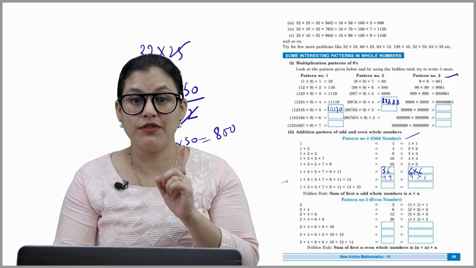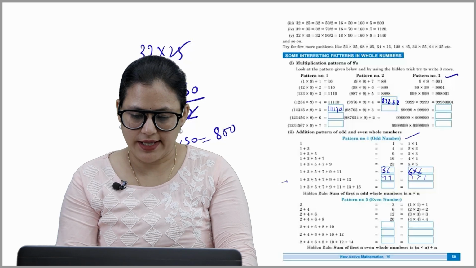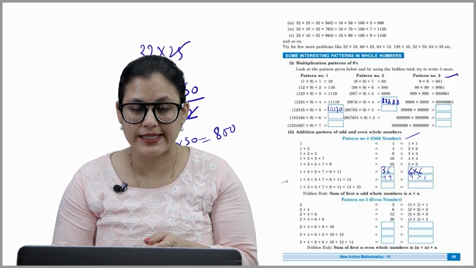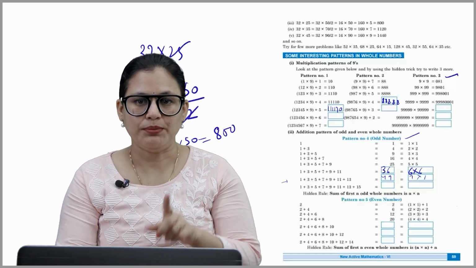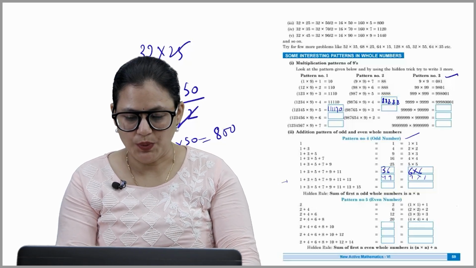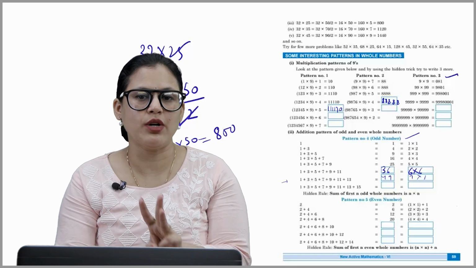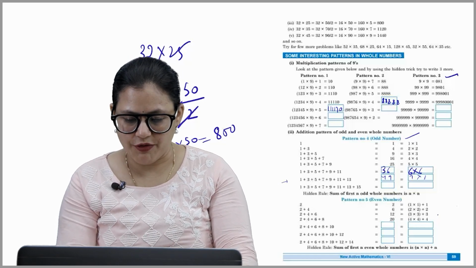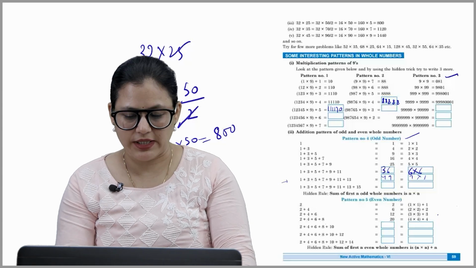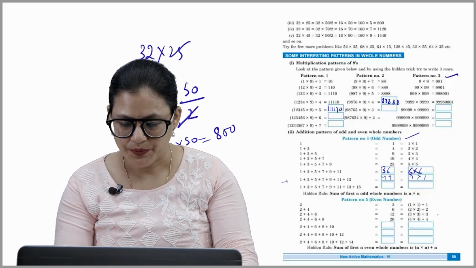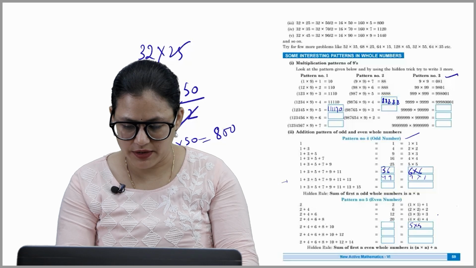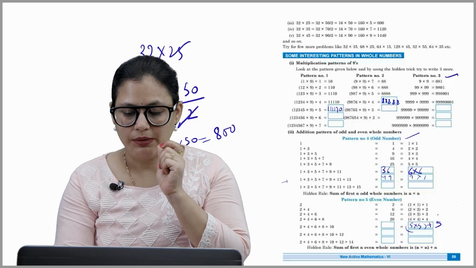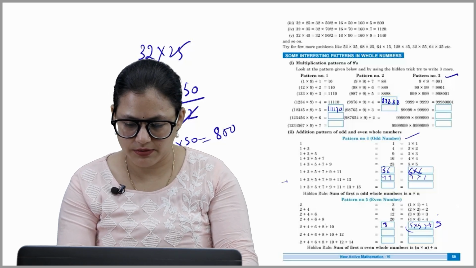Now, pattern number 5, even numbers. 2 is 1 into 1 plus 1. Then 2 plus 4 is 6, that is 2 into 2 plus 2. Then 2 plus 4 plus 6: there are 3 even numbers, so 3 into 3 plus 3. In this case, there are 4 even numbers, so 4 into 4 plus 4. In this case, there are 5 even numbers, so 5 into 5 plus 5. 5 into 5 is 25, plus 5 is 30.